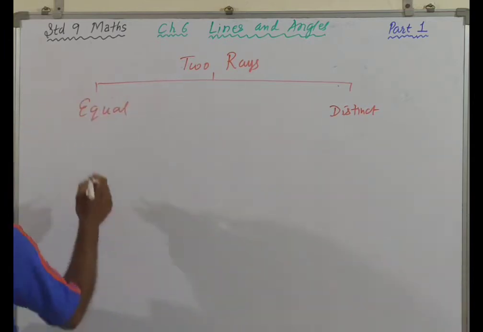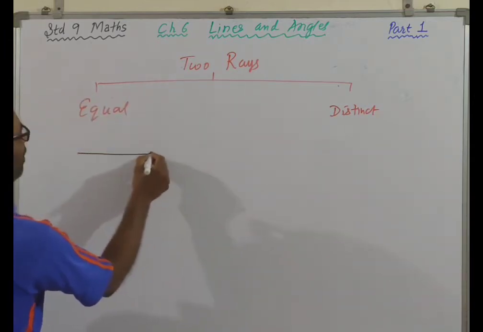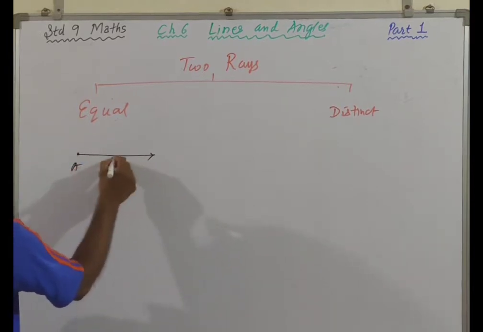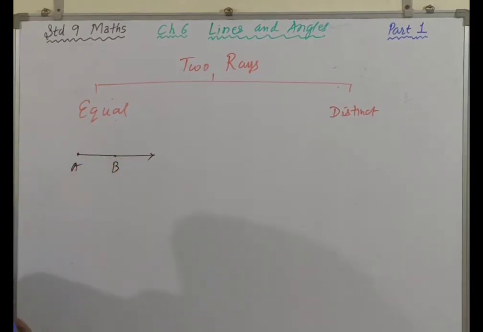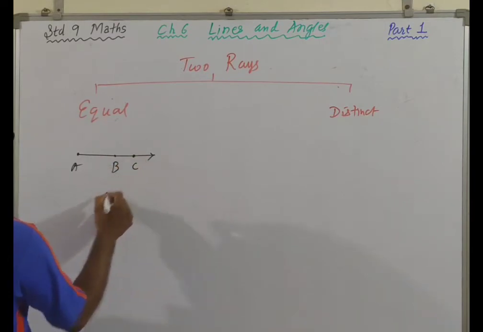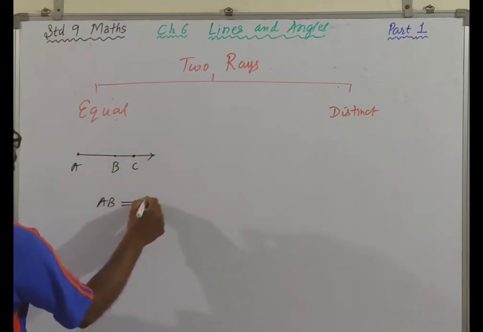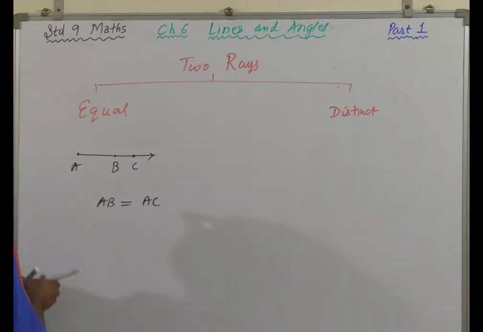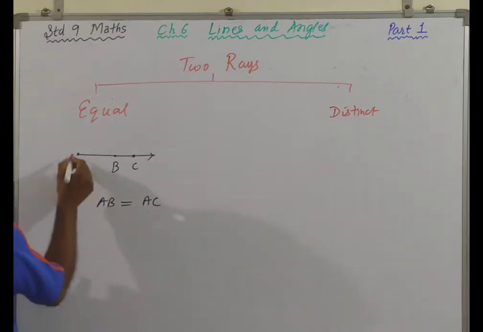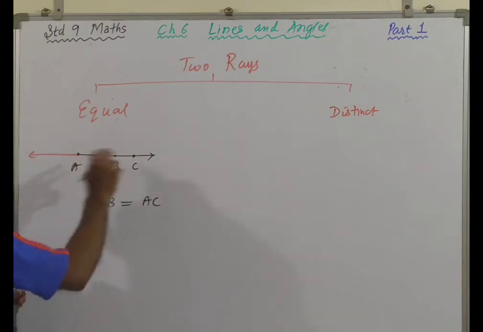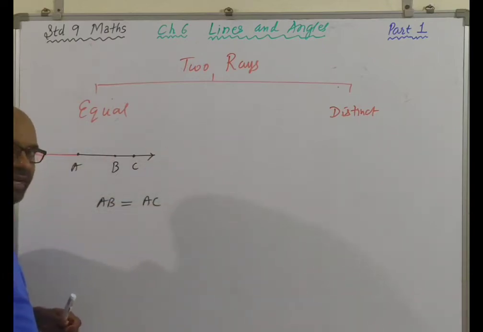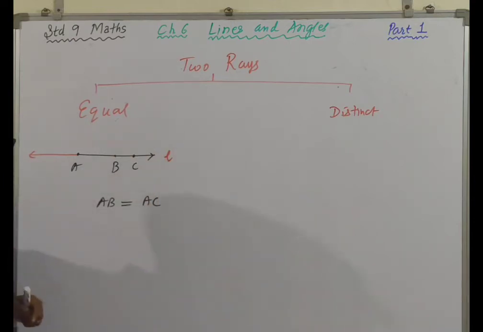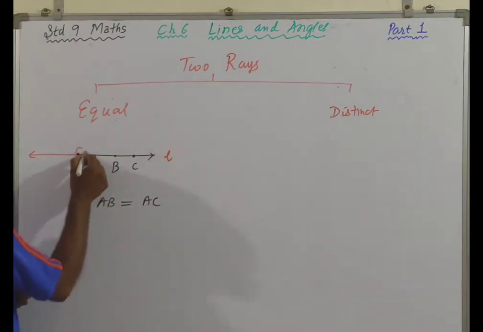Okay. So equal rays, this is a ray AB and the other one is ray AC. Ray AB is equal to ray AC. Please pay attention. First, I'm talking about ray AB. I'm producing, one side it is already extending infinitely, so I'm producing it on the other side. I'm going to call it line L. So what is the ray AB?